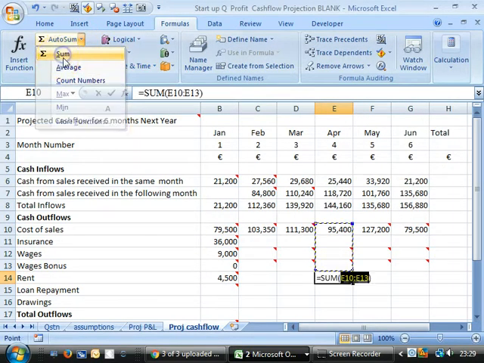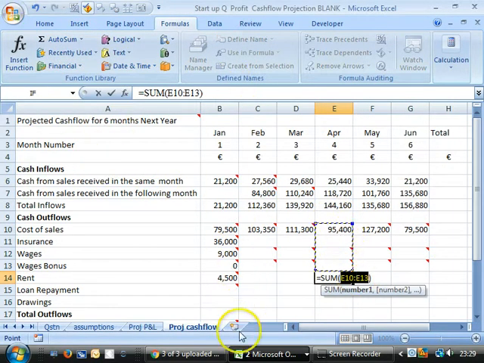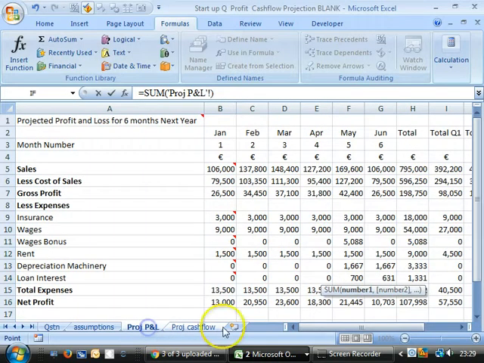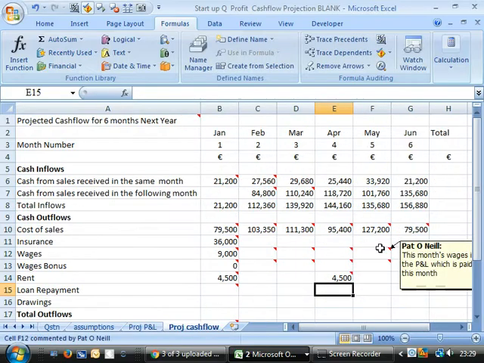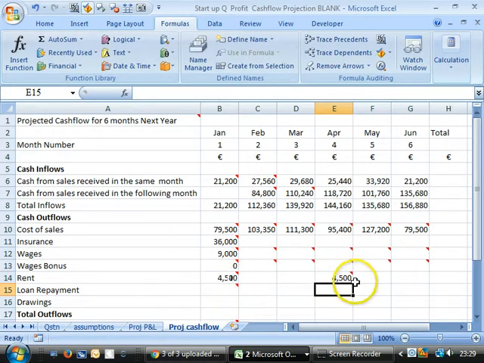Auto sum. Again, it's making a suggestion, but that's not what I wanted to add. I wanted to add the rent for April, May and June. So I run the mouse. I'm holding down the left mouse key now, and I press enter. Now, I'm not going to copy that anymore.